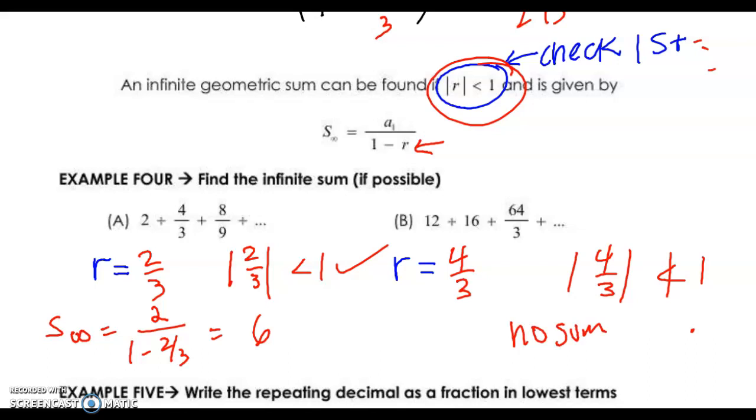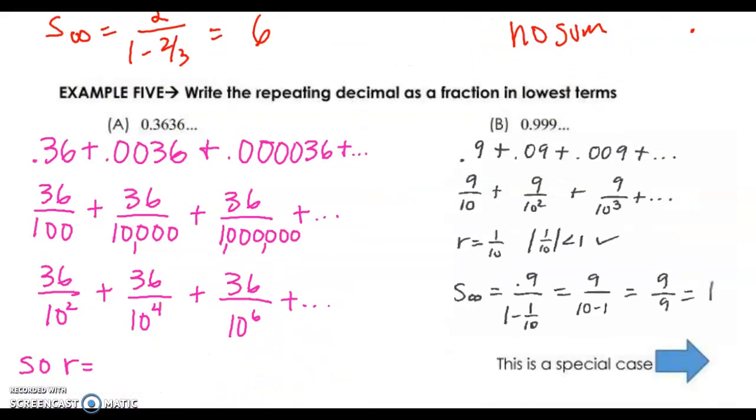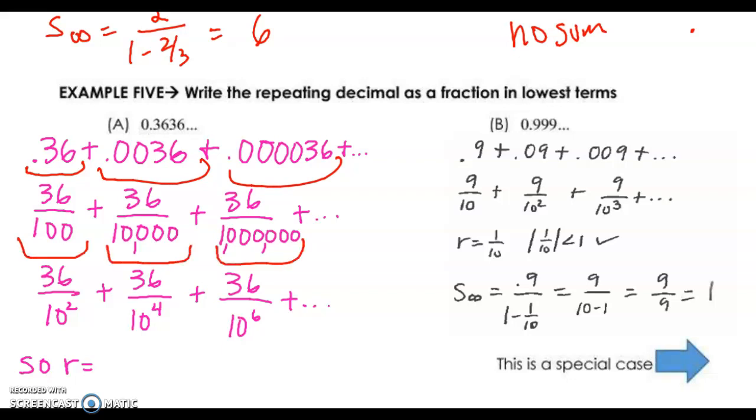Moving to example 5, if you're asked to write a repeating decimal as a fraction in lowest terms, you want to separate that repeating decimal into decimals and add them together with a ... at the end. When you do that, rewrite them as fractions and then as powers of 10. And when you do that, now you can see that r is going to be equal to 1 over 10 squared. Clearly the absolute value of 1 over 100, or 1 over 10 squared, is less than 1. So check, we're going to have a sum here.